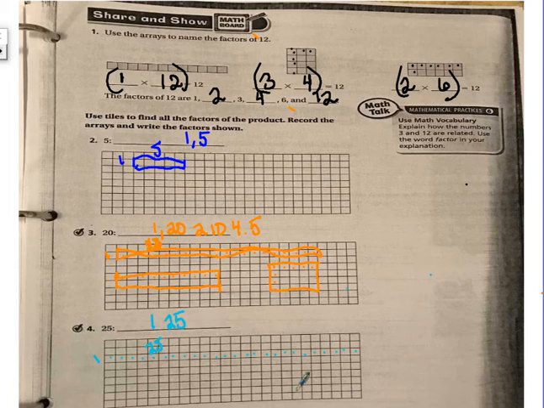Okay, and then what times what is 25? My other one is 5 times 5. Now I don't have to put 5 in there twice because I used it already. So 1, 2, 3, 4, 5. 1, 2, 3, 4, 5. Okay, so I just made a 5 by 5. So there's 25 little dots right there. So my factors are 1, 5, and 25.